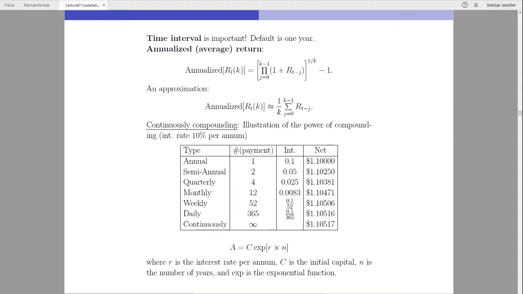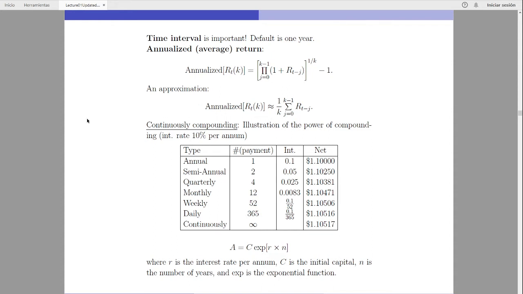Okay, this will be more accurate the greater the value of k is, and that's due to, well, how this exponent works. Now for continuously compounding interest, we can illustrate this with this nice table.